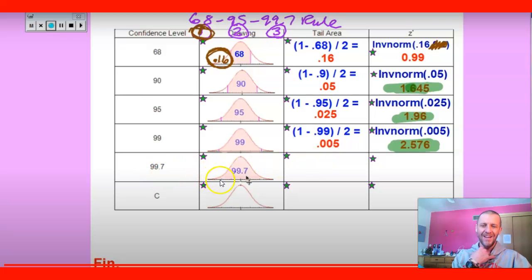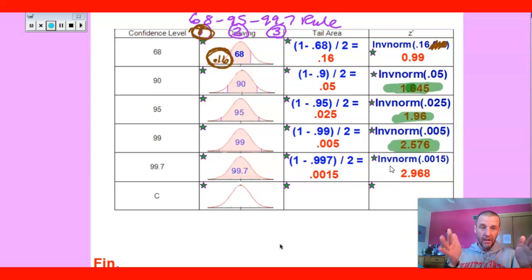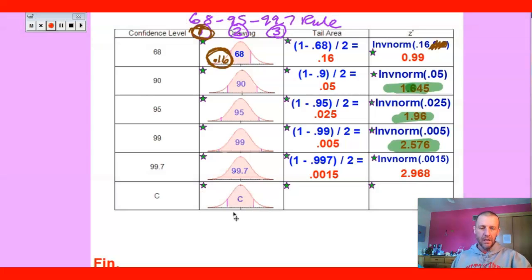For 99.7, there's 0.003 between the 2 tails. Divide that, 0.0015. Inverse norm, 0.0015. This should be 3. Oop, 2.968. 2.968 standard deviations from the mean gets you 99.7% of the values. What's next is how you can do it for any value. It's always 1 minus the confidence level, divided by 2, do the inverse norm of that, and it will always tell you what critical value would be needed. Again, you won't have to do that.